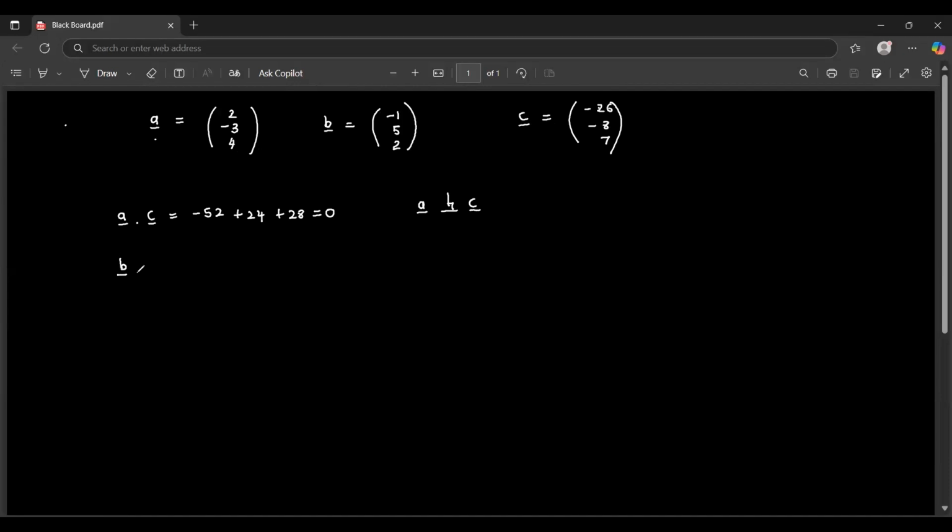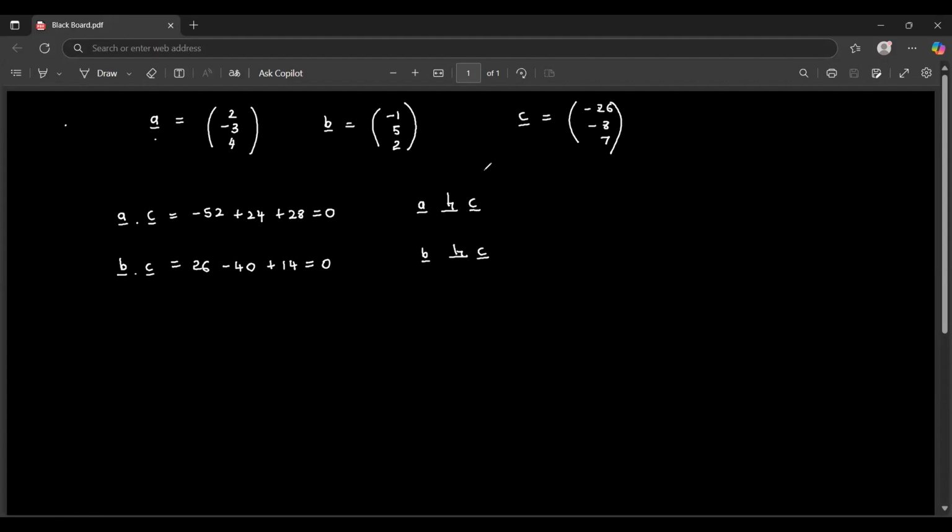Now let's check for B dot C. Minus 1 into minus 26 will be 26. 5 into minus 8 will be minus 40. 2 into 7 will be 14. That will be equal to 0. So B is also perpendicular to C, which means B is perpendicular to A cross B. This is how you can recheck whether you are doing it the correct way.